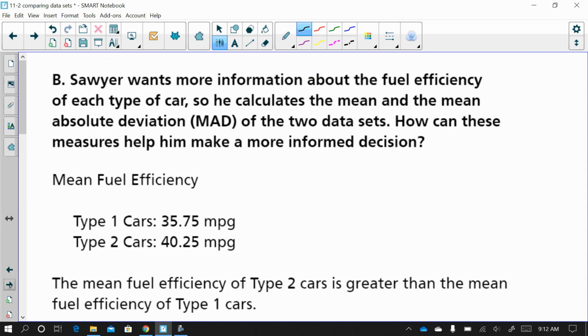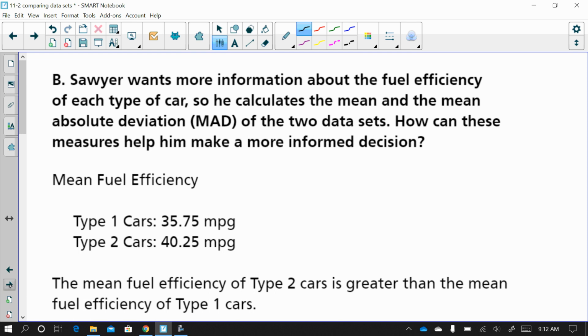Okay, part B. Sawyer wants more information about the fuel efficiency of each type. So he calculates the mean and the mean absolute deviation, which is what we call the MAD, of the 2 data sets. How can these measures help him make a more informed decision?